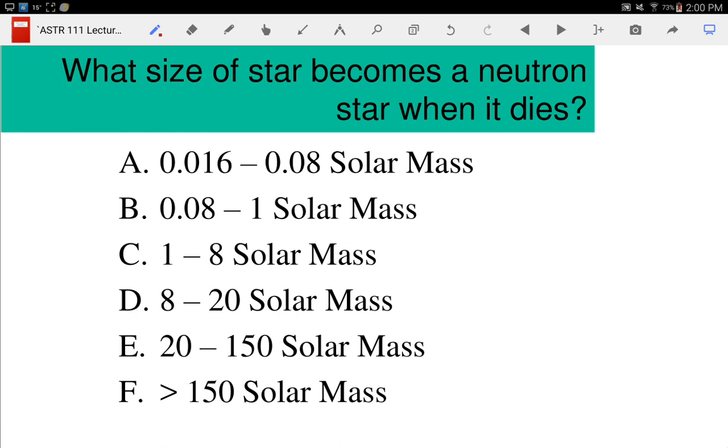Okay, good choice. 0, 3, 3, 6, 0, 0. Now, on the last slide, I wrote here supernova type 2. But what does the supernova type 2 leave as its remnant? A neutron star. So the correct answer there was 8 to 20 solar masses because they're going to create a type 2 supernova and a neutron star.